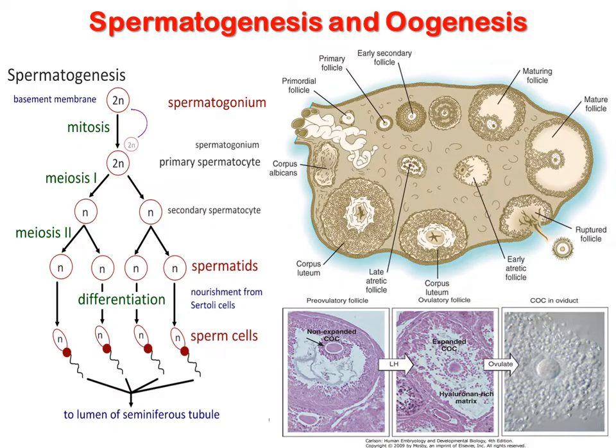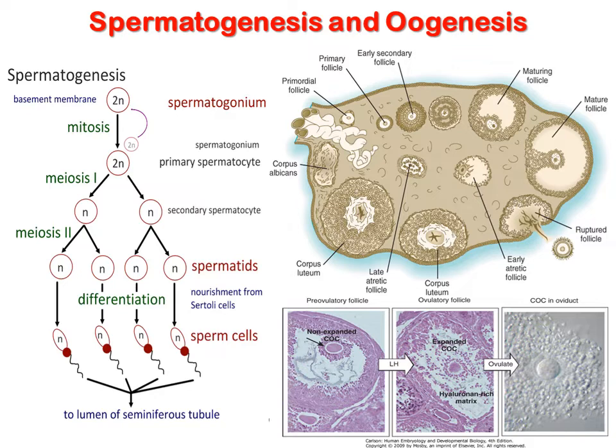This slide is just to remind you about the process of spermatogenesis and oogenesis. You can see the diagrams we have already discussed: spermatogenesis, mitosis 1, mitosis 2, and then the differentiation and the formation of the sperms. So primary spermatocyte formation, secondary spermatocyte formation, and then the spermatids nourished by the Sertoli cells, and then the sperm formation.